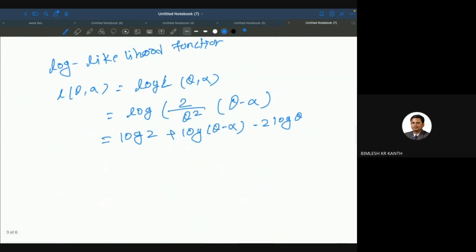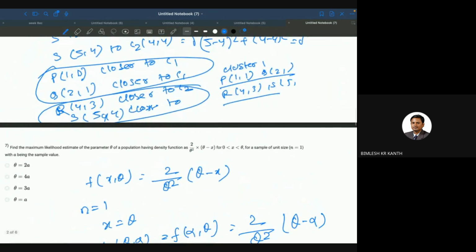What is the sample value? It's given in the density function, the sample value. Where is a? So you can see x equal to a, it's given like that. No, you can see that 0 less than x less than theta, right? So you have to find what the theta value will be, 2a or 4a. Alpha being a sample value, alpha is given, so you have to find theta in terms of alpha.